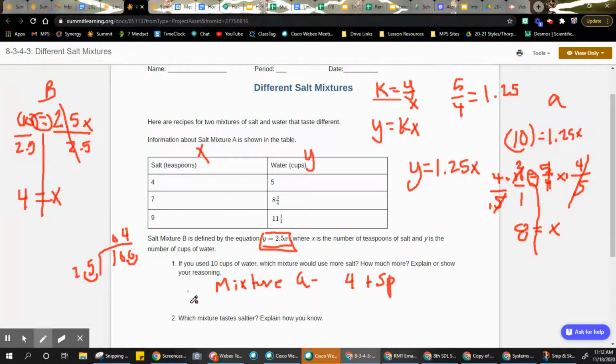Now, which one is going to taste saltier? So remember that this constant of proportionality, the 2.5 and the 1.25, is the unit rate. And it tells me how much water compared to how much salt. So this tells me for every 1 teaspoon of salt, I have 1.25 cups of water. This tells me for every teaspoon of salt, I have 2.5 cups of water. So because this one is smaller, that means I'm having less water per salt. So that means mixture A is going to taste saltier because there's less water per salt.